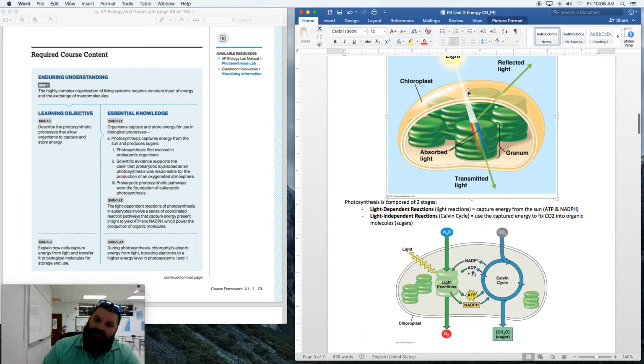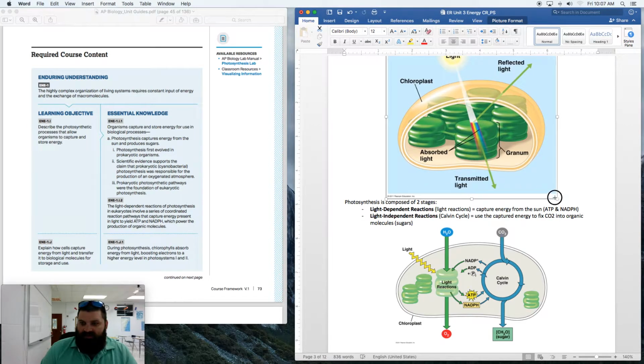white light here, the light from the sun, is really a combination of the visible light spectrum, which is the Roy G. Biv, and what is reflected here is the green. What is absorbed are the two ends of that spectrum. The reds and the blues are absorbed, and the green is reflected.